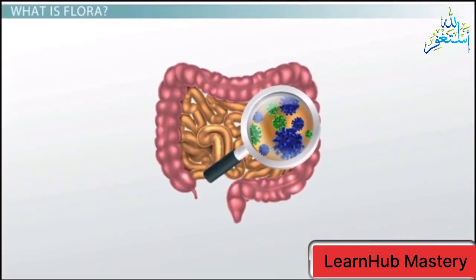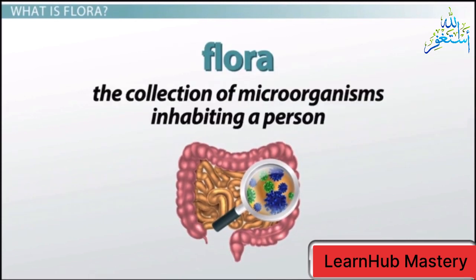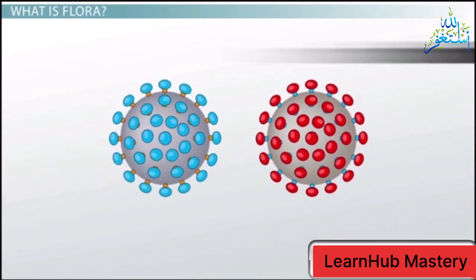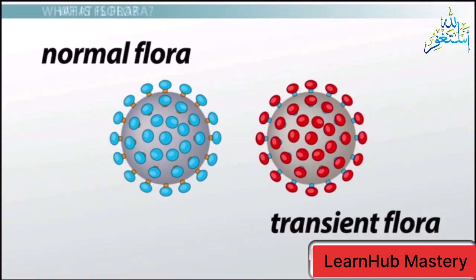It's interesting to note that on the human body, the same basic concept occurs with respect to flora, the collection of microorganisms inhabiting a person. There are two types of flora, normal flora and transient flora. Let's distinguish between the two and showcase some examples of each.